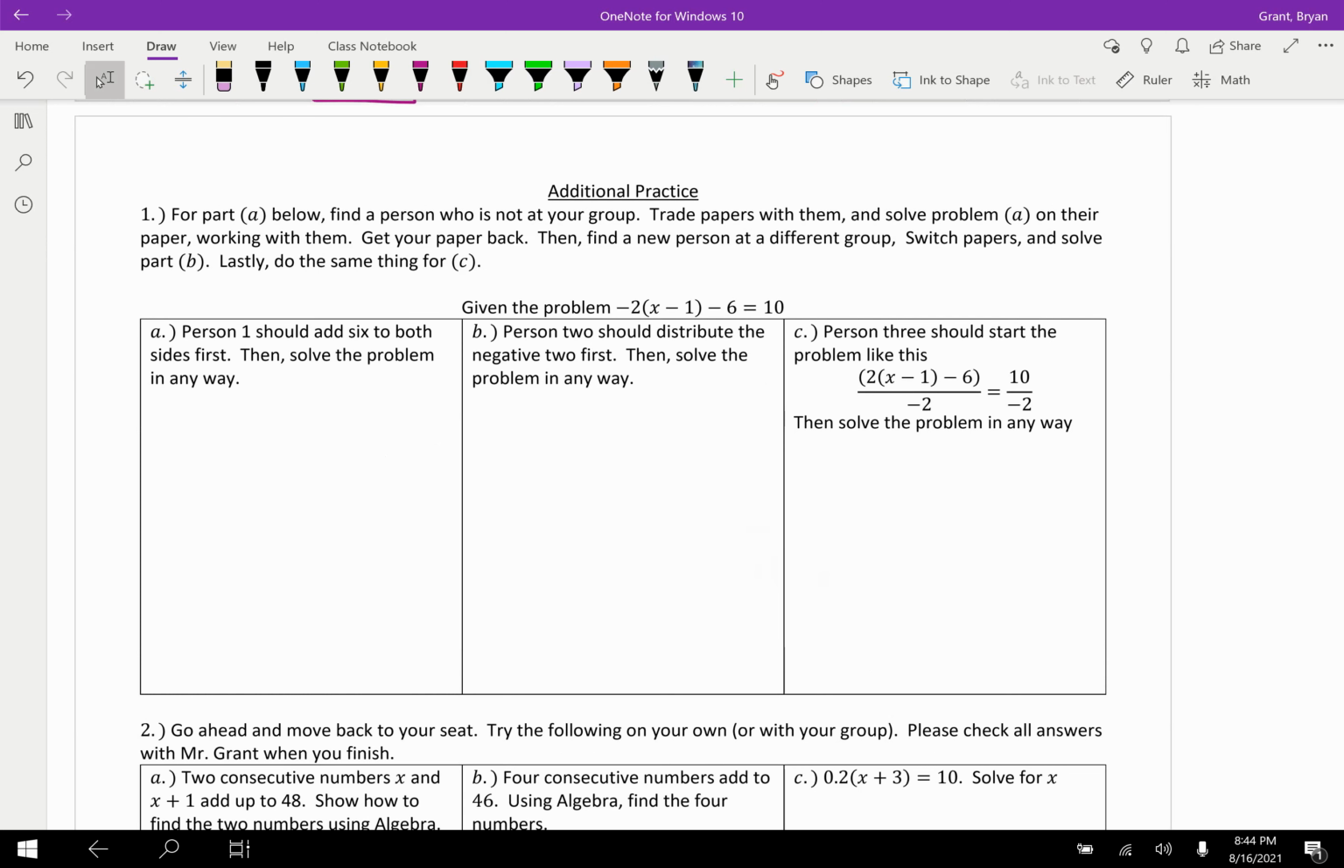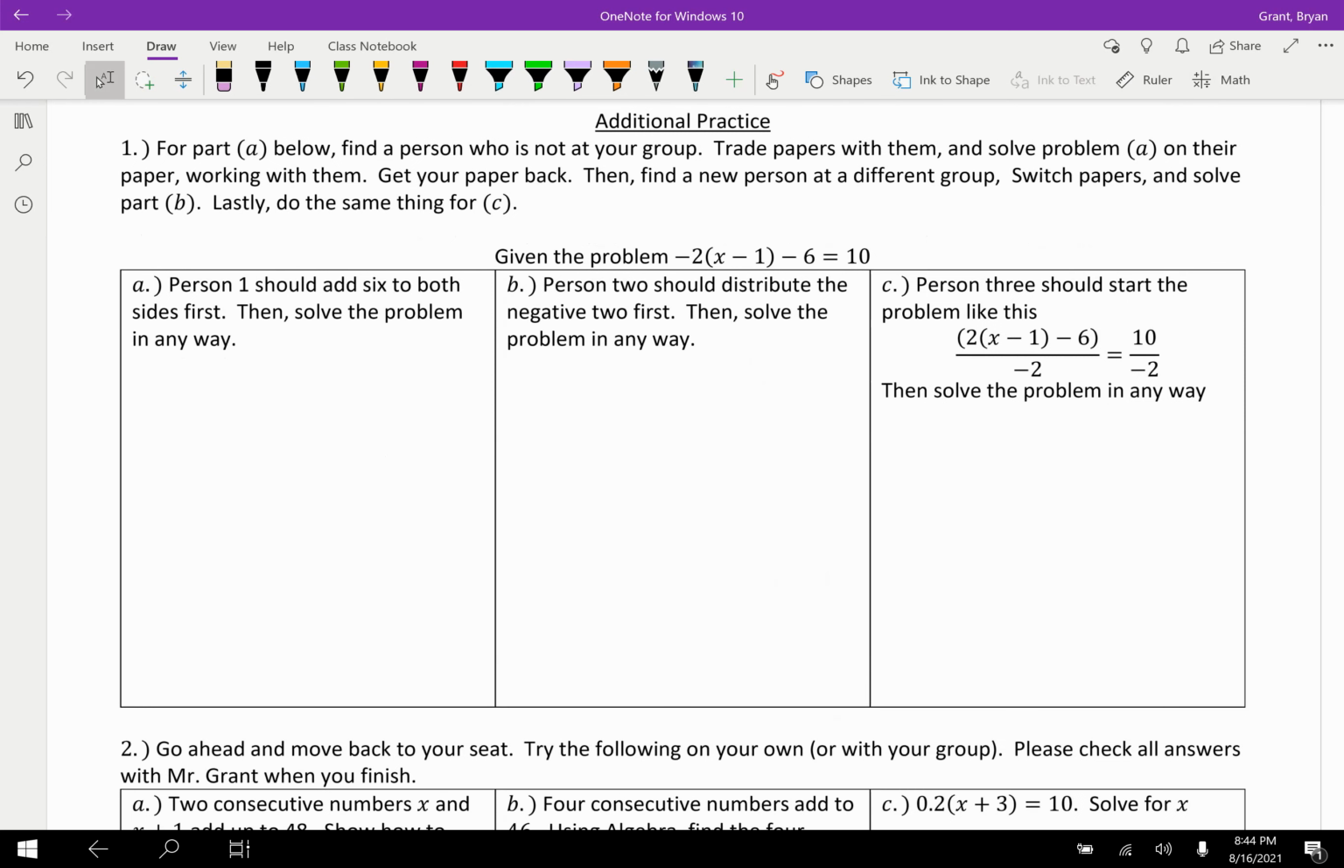All right, the last page of this packet is designed to be done with a partner. However, you do not have to do it with a partner. There are 3 problems here, and you should get the same answer every single time. I'm going to show the starting for A and B, and then I'm going to work all the way through C. You should try to solve all 3. We're going to work the same problem every time, though. And so what that means is you should get the same answer every time. So, the problem: -2 times the quantity x minus 1, minus 6 equals 10.